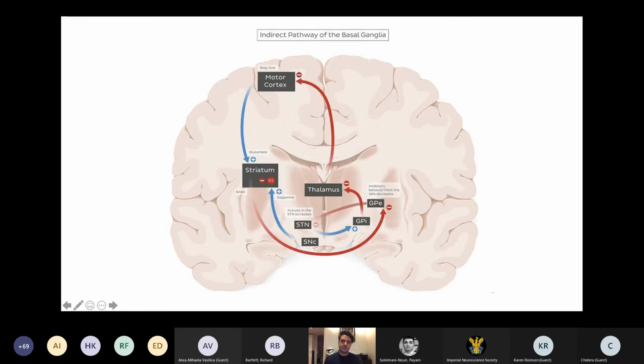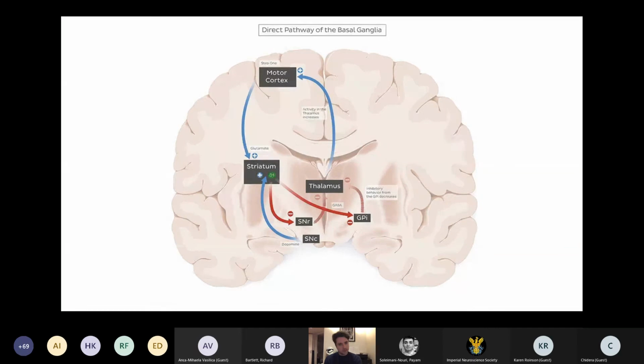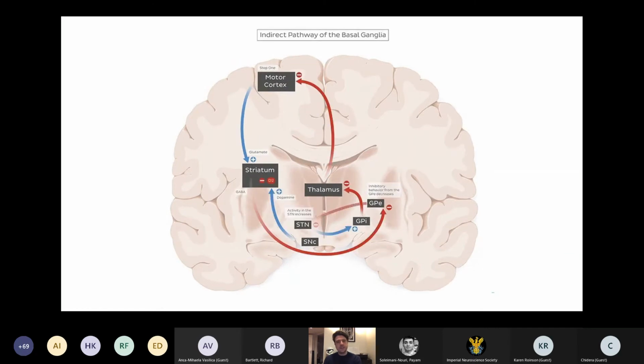That takes us on to the indirect pathway. If the direct pathway disinhibits, i.e. creates a motor movement, the indirect pathway inhibits. So it's going to stop the movement in its natural form. We're going to ignore the inputs of dopamine at the moment. Put that aside, ignore those arrows. The blue arrows are excitatory again, the red arrows inhibitory. So our big step, motor cortex.